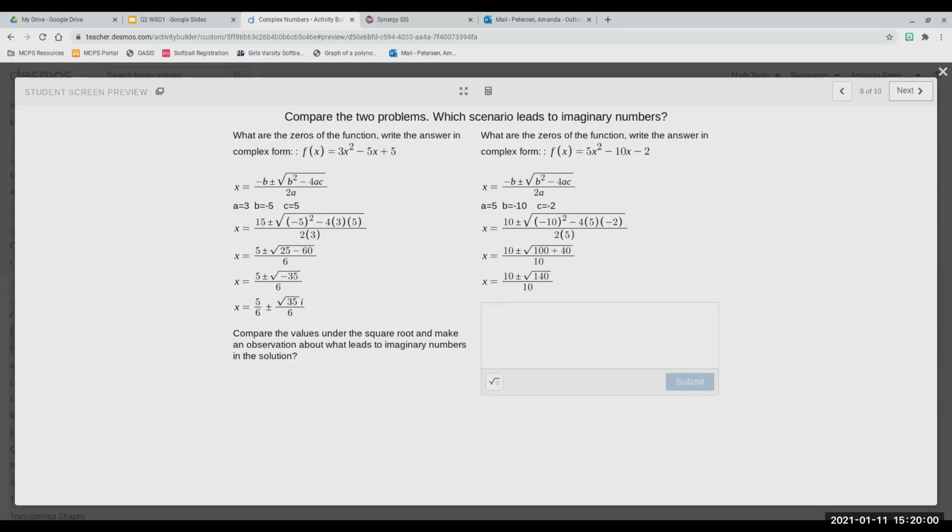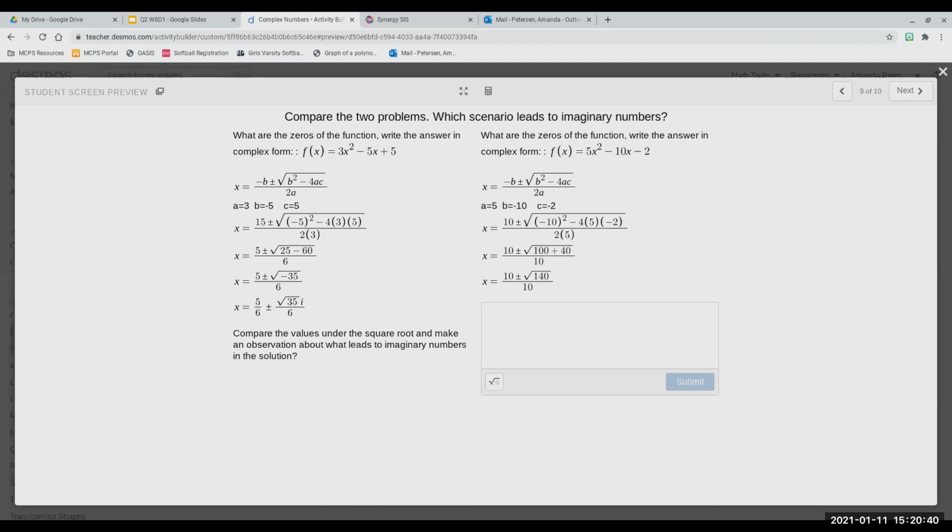Now, what I want you to do on slide 9 is compare these two problems. These are the same two problems that you just did. And if you recall, we got an imaginary number the first time around and a real number the second time around. Look at the problems, look at your functions, and compare the values and make observations about what leads to imaginary numbers in the solution. Why did I get an imaginary number in the first one and a real number in the second one? Go ahead and pause the video and do so.